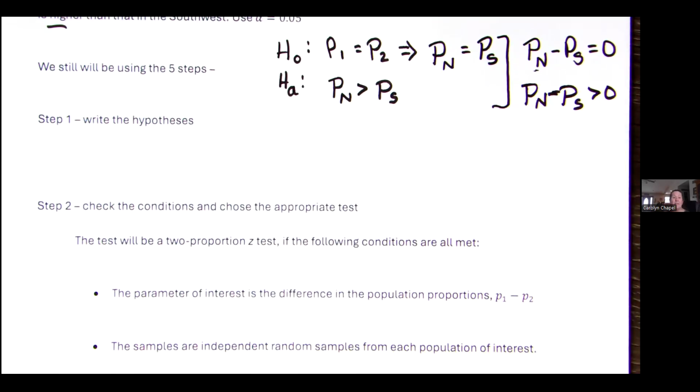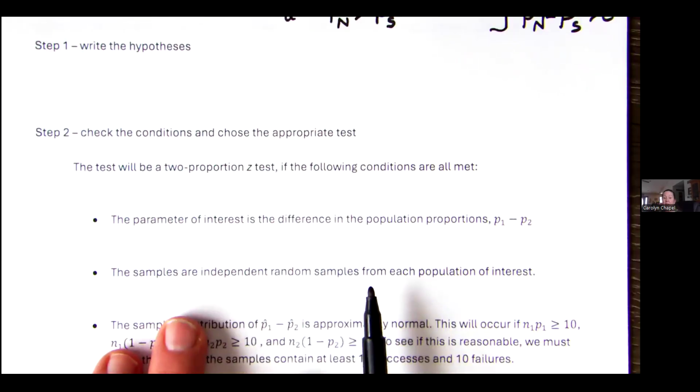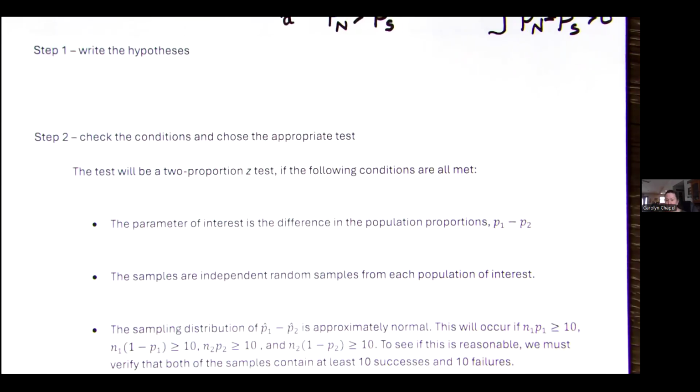But we could say something like the proportion in the Northwest is more than 5% more than the Southwest. You could state things of that nature. So it does not necessarily have to be a 0. The samples that we take are going to be independent from each other. So we want to make sure that they don't have any relationships between them. I'm going to assume that the Northwest and the Southwest are completely different.